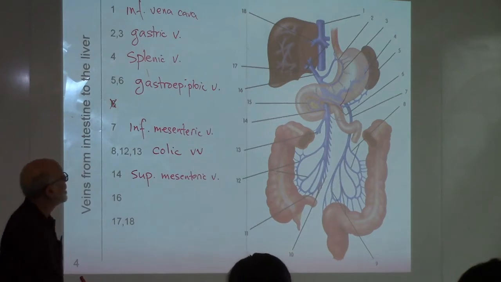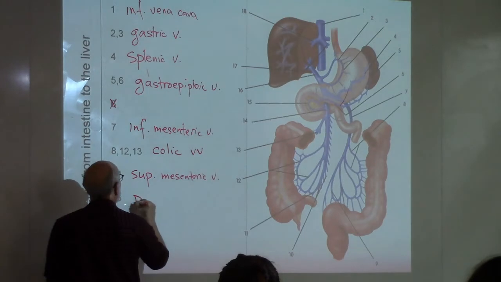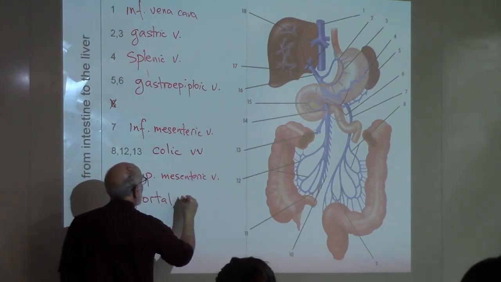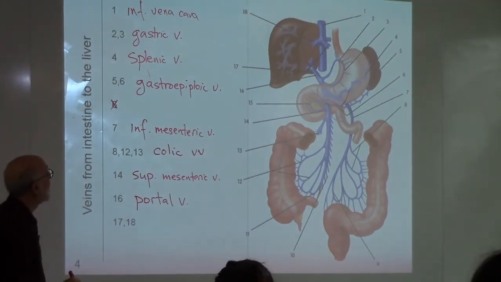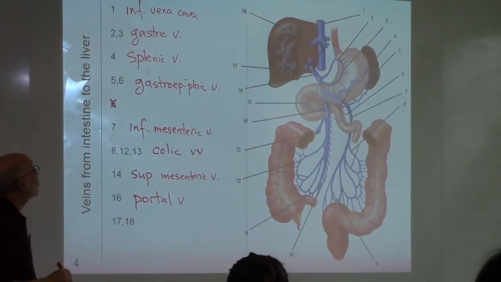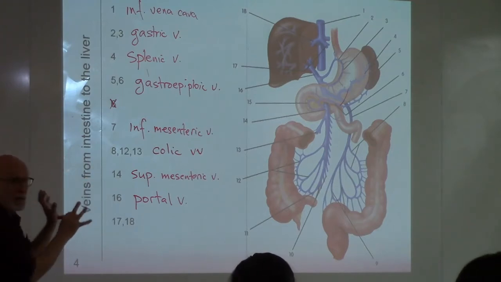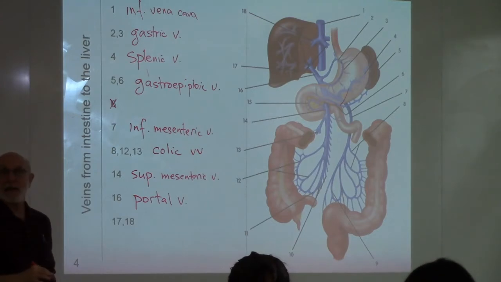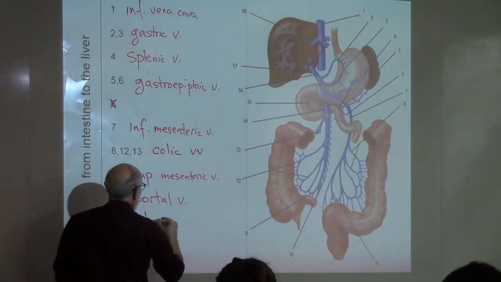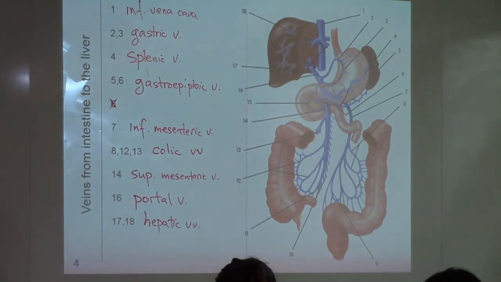16. What do we call 16? Portal vein. And 17 and 18. What do we call those veins that feed into the inferior vena cava? In the liver. Remember, we're in the liver right now. Hepatic veins, left and right. Okay, so those are veins to know.